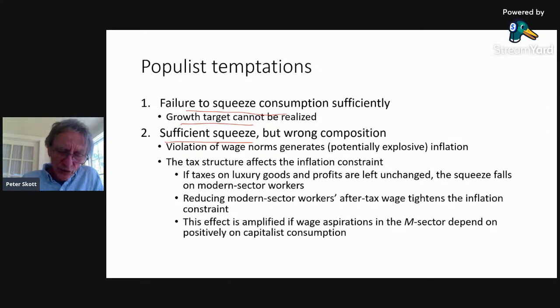So what you need to do is to keep that inflation firmly in mind, and maybe use taxes on luxury goods, actually confront the entrenched interest of the rich, of the elite. Use taxes on luxury goods or profits as a way to squeeze not workers, but instead squeeze the rich.